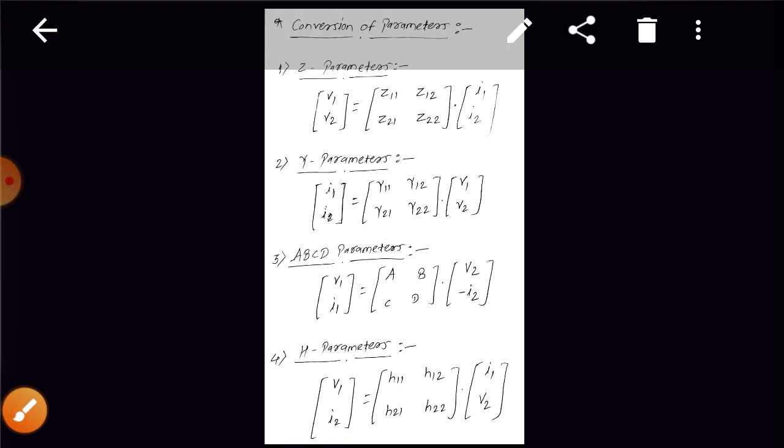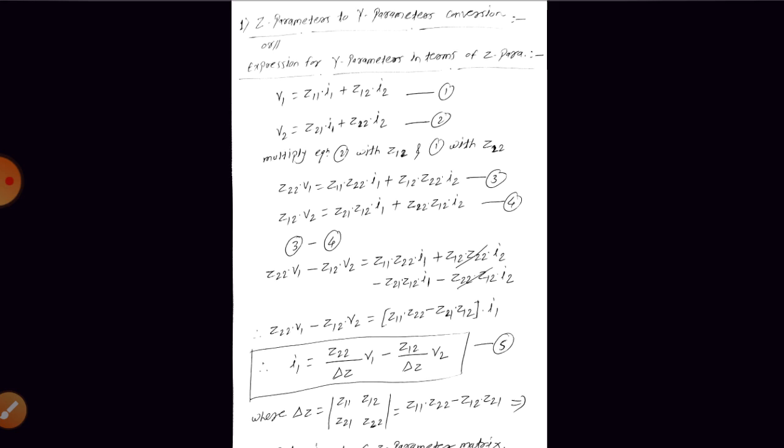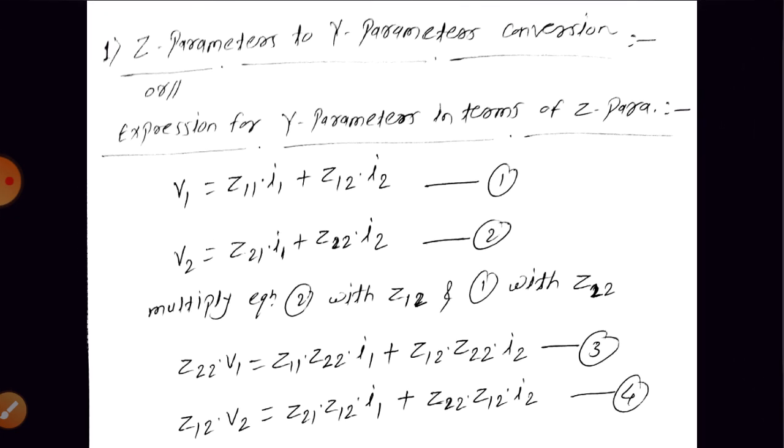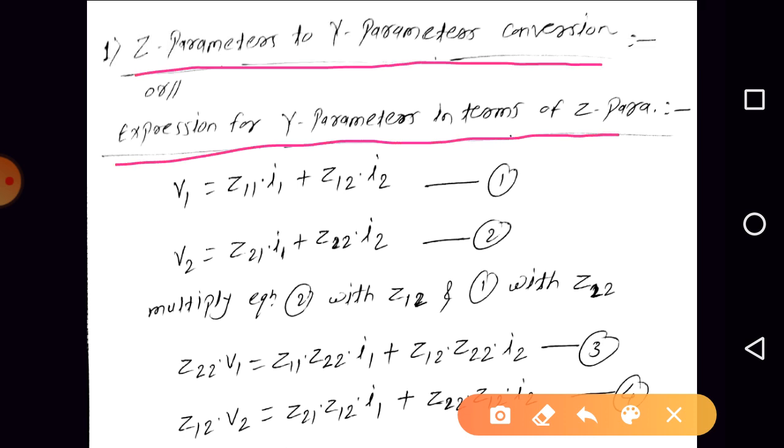Now we are going to discuss the conversions. The first conversion is Z parameter to Y parameter conversion. It is very simple, it is only playing with equations. Z parameters to Y parameter conversion, or the expression for Y parameter in terms of Z parameter, because in university examinations they generally ask for derivations: derive the expression for Y parameter in terms of Z parameters.